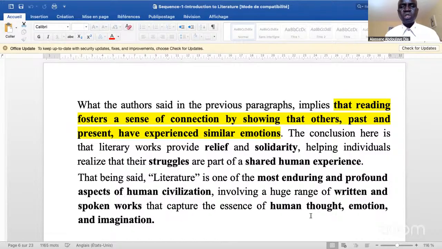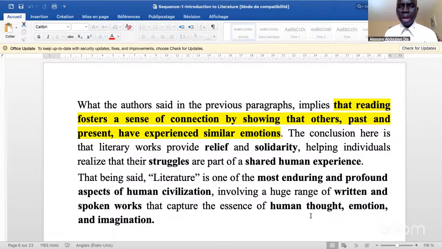That's why you see many fans of television, they watch a teledrama and they cry. You see many people who read a book and they cry. You see many people who hurt themselves when a character dies. It's because there is a certain sympathy, a certain emotion they feel for these characters. So you see the connection, it connects. Literature is amazing. And the conclusion here is that literary works provide relief, soulagement. La littérature soulage. It builds solidarity, helping individuals realize that their struggles are part of a shared human experience.